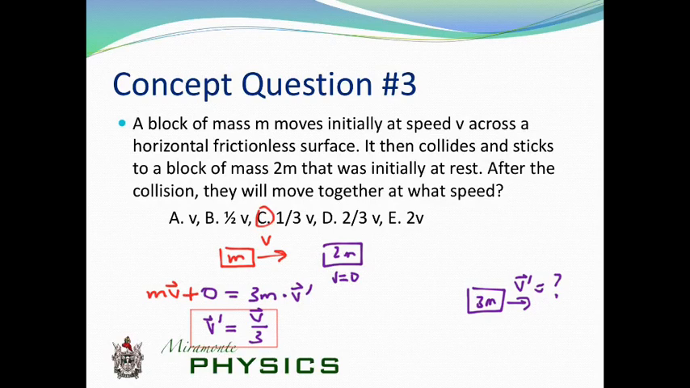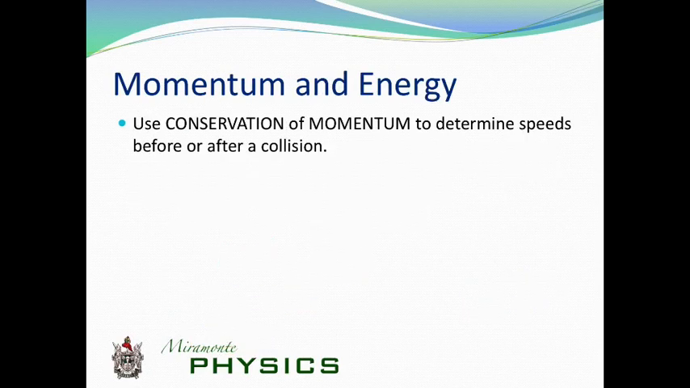So, given that you started with this much momentum, and you have 3 times the mass together, moving at some new speed, you could then solve for that new speed, and it turns out to be 1/3. So v over 3. So the answer is 1/3. Okay. Using conservation of momentum to determine speeds before or after a collision.